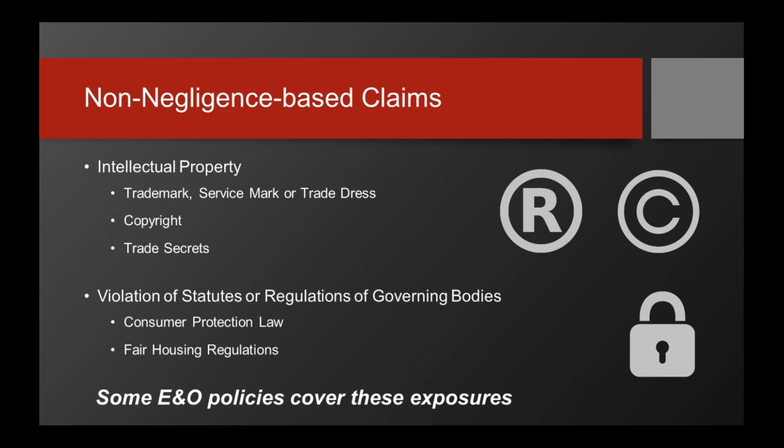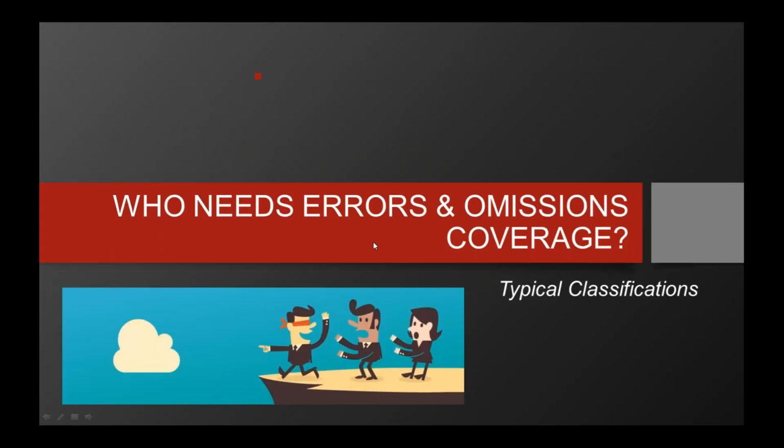Say you're robo-dialing someone, that could be a violation of the TCPA. I think it's the Telephone Consumer Protection Act. You want to make sure that your policy has coverage for that, and E&O policies don't necessarily have it unless endorsed. So just be careful there. But those are the three types of exposures you see for the most part: negligence, intellectual property, and violations of statutes.